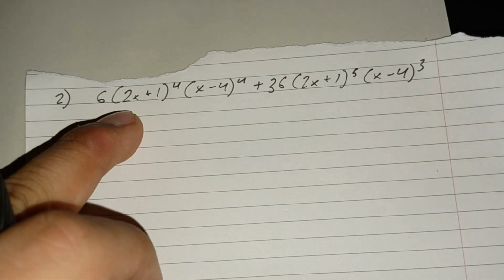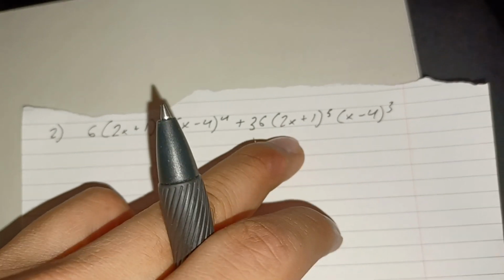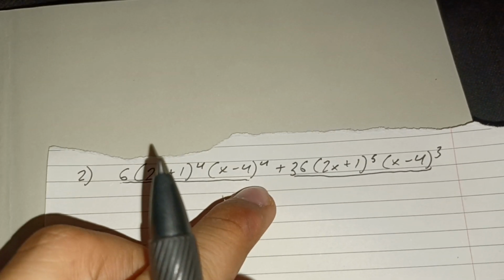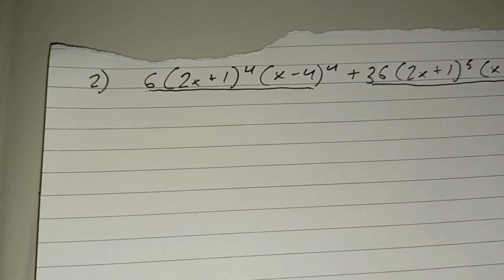Let's see if I have another example. And I do. This one, number 2: 6 times (2x + 1)^4 times (x - 4)^4 plus 36 times (2x + 1)^5 times (x - 4)^3. Again, same rules apply. These two are terms separated by the plus sign in the middle. So we have to look again.